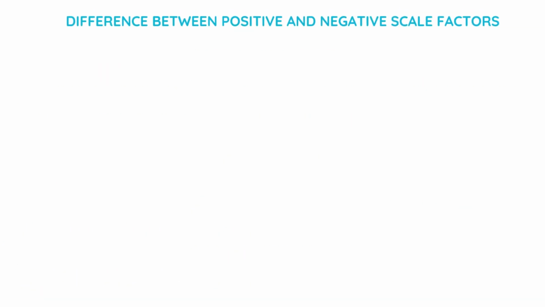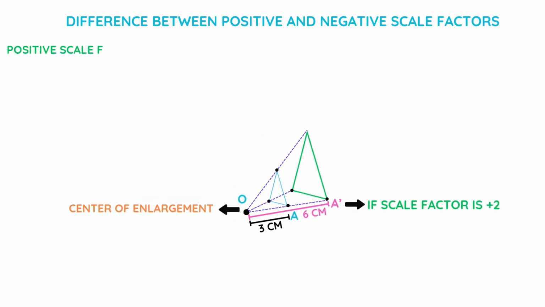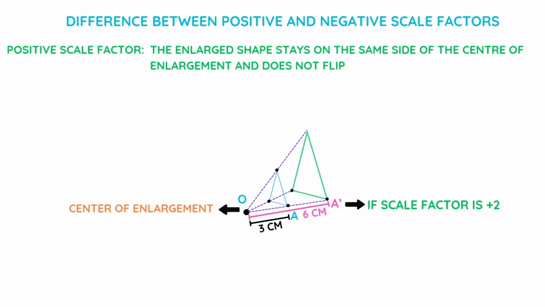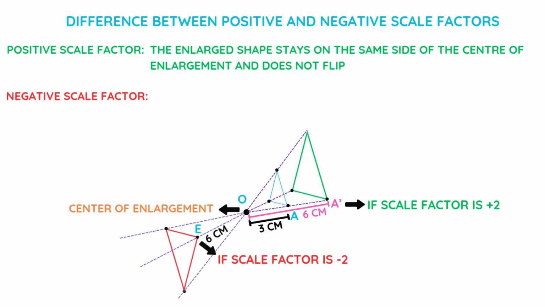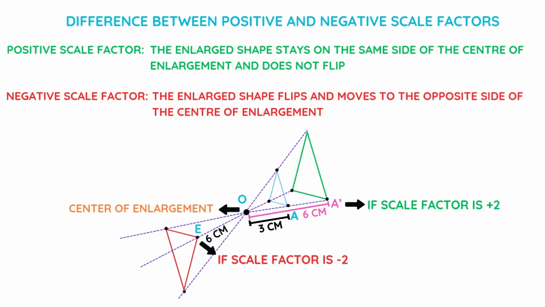Here's a quick comparison. If we have a positive scale factor, the enlarged shape stays on the same side of the centre of enlargement and does not flip. And if we have a negative scale factor, the enlarged shape flips and moves to the opposite side of the centre of enlargement.